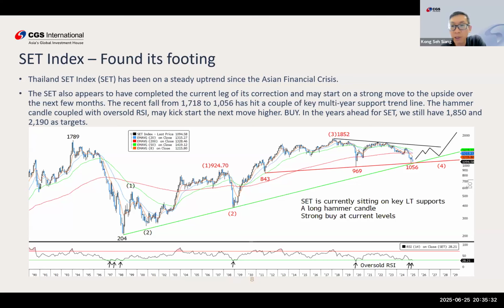There are no signs of a turnaround just yet in the Thai market, but with prices holding up steadily over the last few months, it could be building a nice base here, getting ready for its next move higher in the coming months.